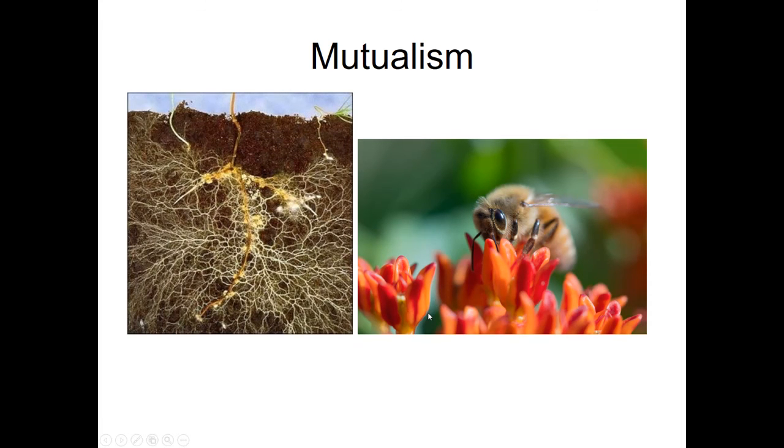So finally, let's talk a little bit about that final class of interactions. So let's talk about mutualisms. Mutualisms, I think, are pretty cool. So mutualisms are a plus-plus interaction. Both species benefit. And there's a number of different examples of mutualisms.